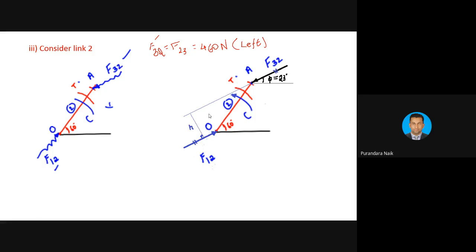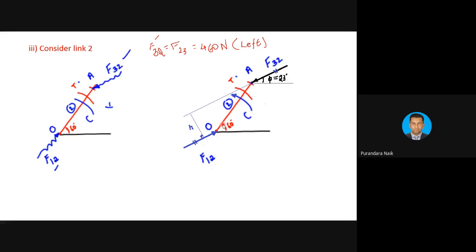That's why you need to draw F12, which is parallel to this line, and it is opposite. Please copy this figure. According to the scale, you need to draw with the actual scale. In this figure, what is the length of AB? OA? OA is 2 centimeter, right?